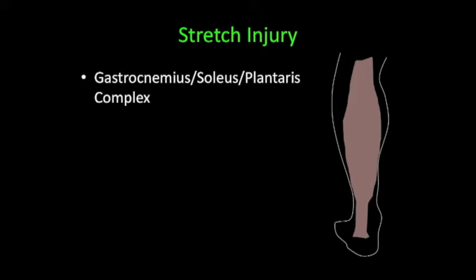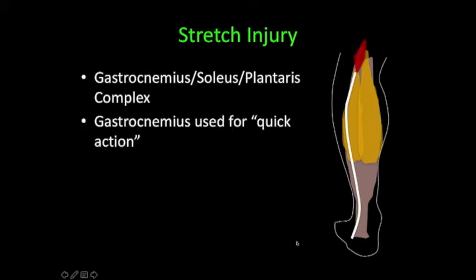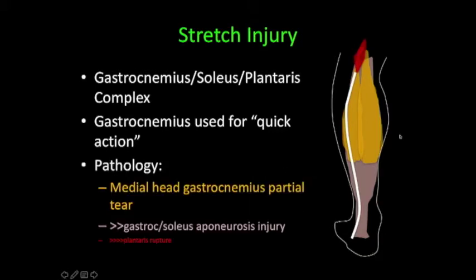So a stretch type injury commonly occurs in the gastrocnemius soleus plantaris complex. So this would be where the soleus muscle is located. The plantaris muscle is high and is mostly tendon running down to join the Achilles, and then the gastrocnemius muscle is the most superficial muscle, and it joins the Achilles tendon much higher up. Because the gastrocnemius has fast twitch skeletal muscle fibers, it's used for quick action, and it also crosses 2 joints, it's prone to injury more than some of the other muscles in this group.